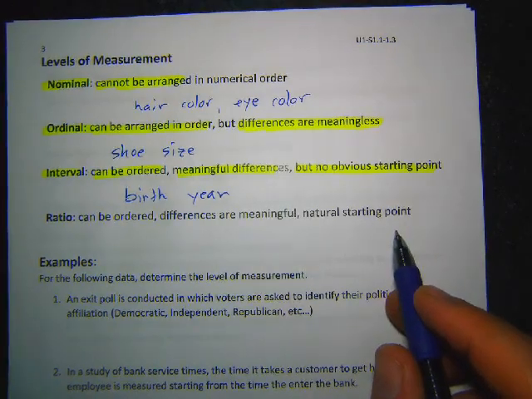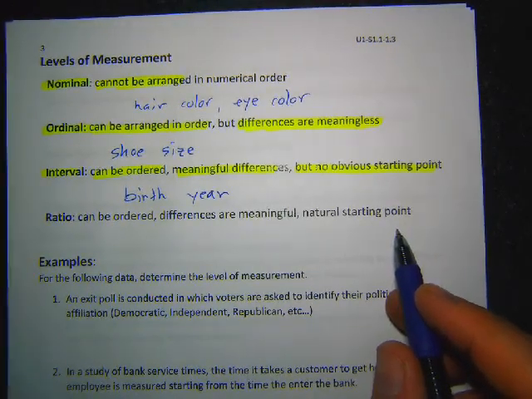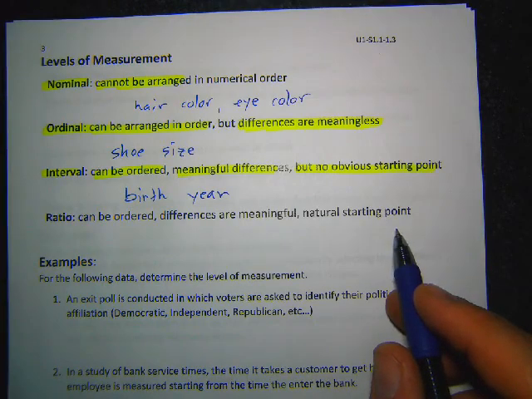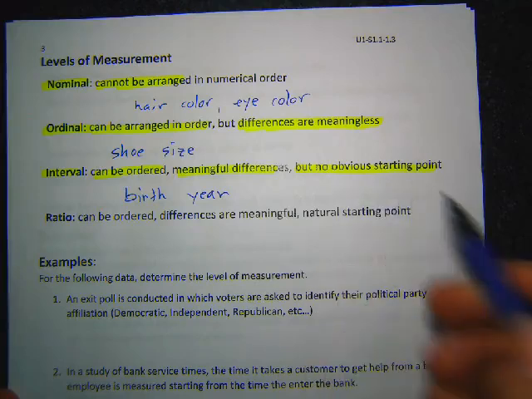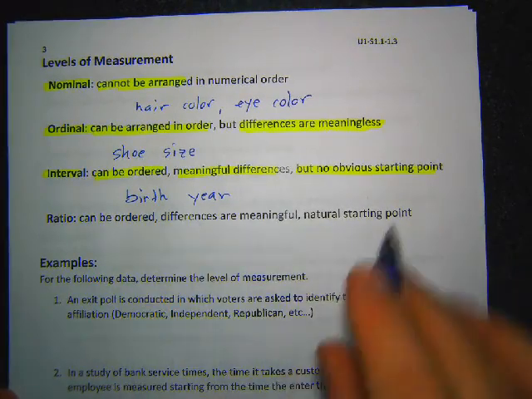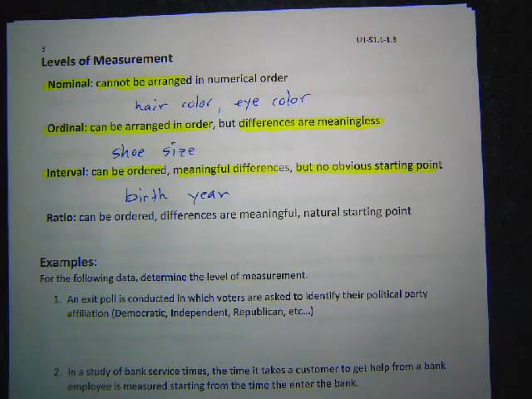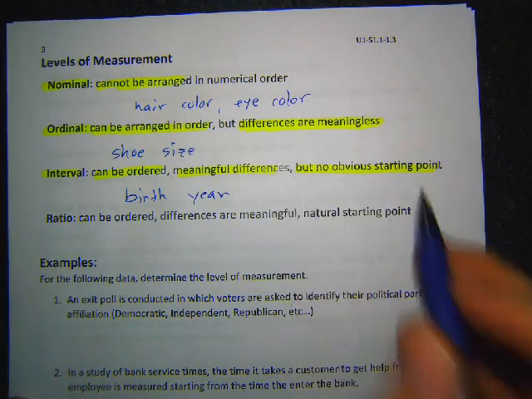Where do you start? Maybe you might think 0, but remember the 0 is just 2,000 years ago. There was lots of years before that, plenty of years before that. So 0 doesn't really make sense as a starting point. So it's like, where do you start? So there is no natural starting point for years, birth years. So that's a good example of something that can be ordered. Differences make sense, but there's no starting point.